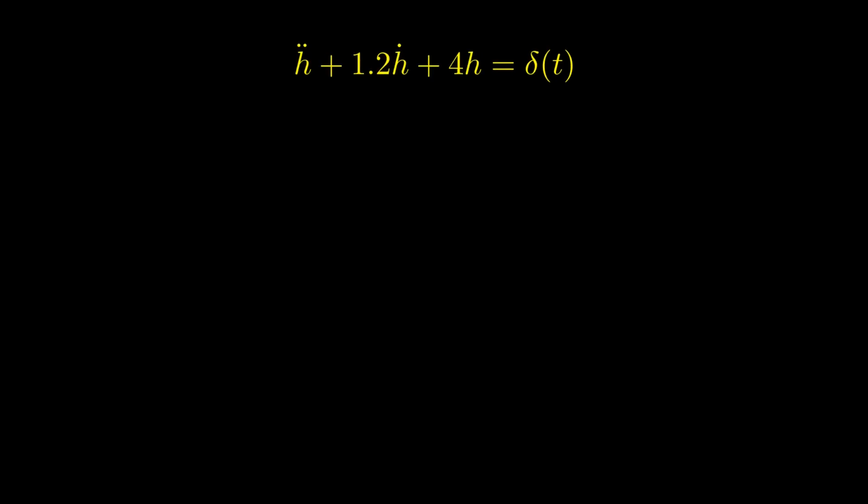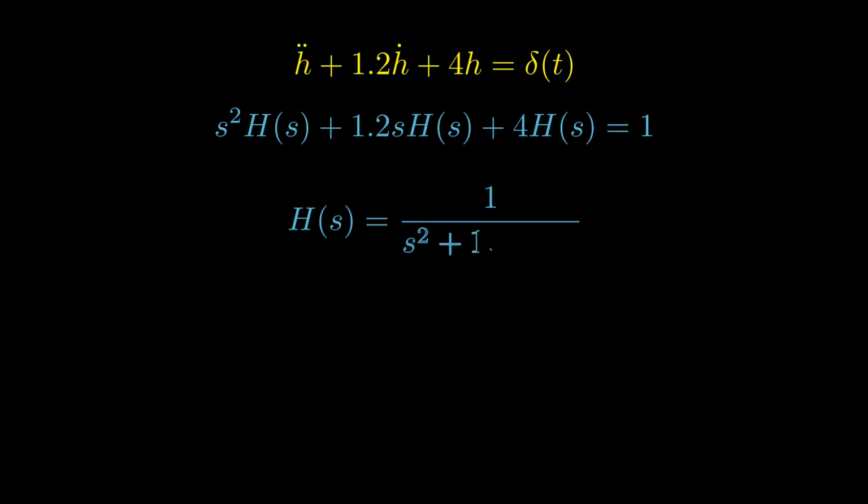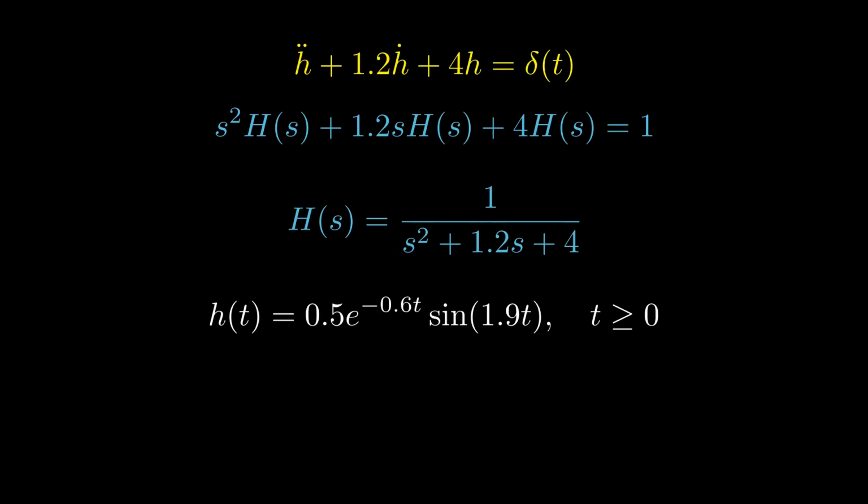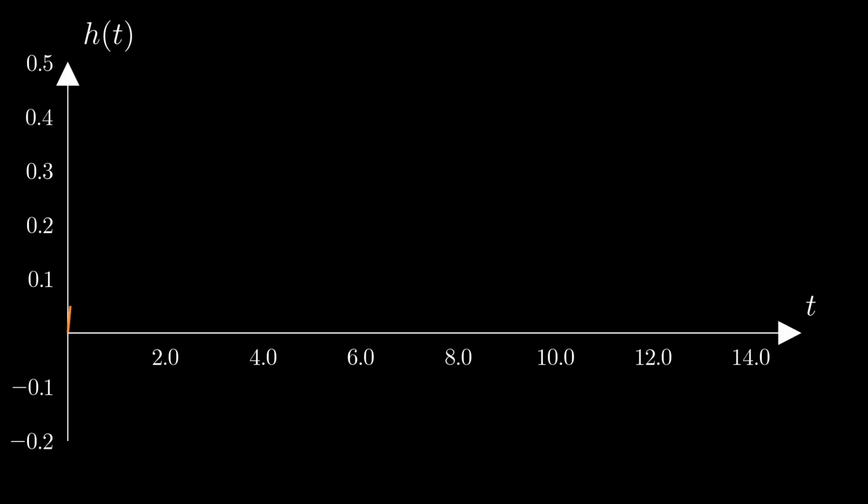Solving the differential equation with Dirac delta input is not as straightforward as solving the initial value problem. We first compute the Laplace transform of the differential equation. Then, we single out H of s. After that, we apply the inverse Laplace transform onto H of s to get back to the time domain and obtain h of t. And let's not forget to plot it.